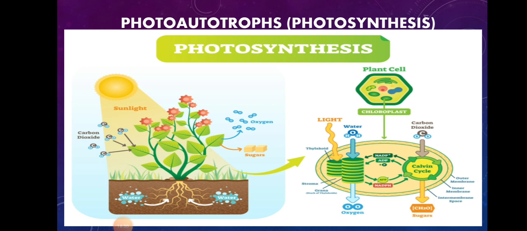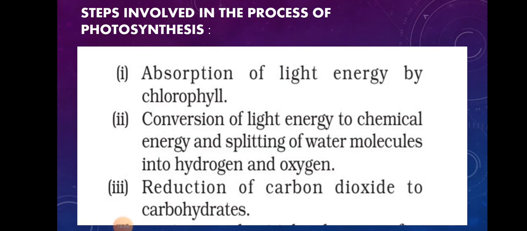It gets stored as food for plants in the form of starch. In the form of glycogen, it is in case of animals. In case of plants, it is in the form of starch. It gets stored in leaves and stem of plants.